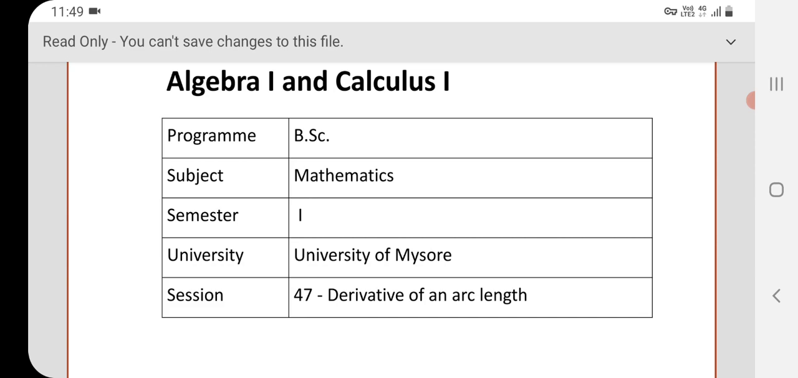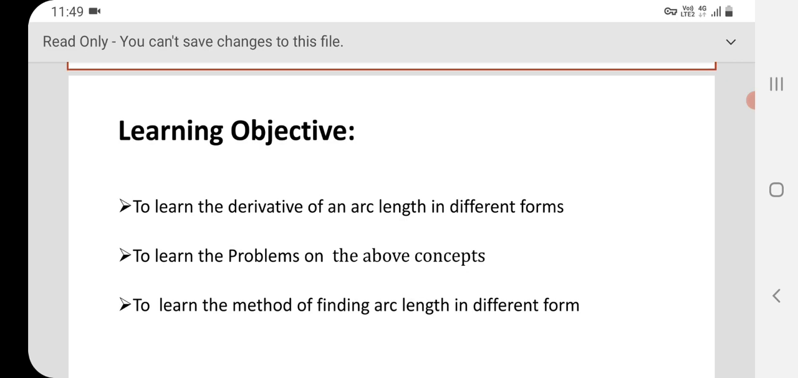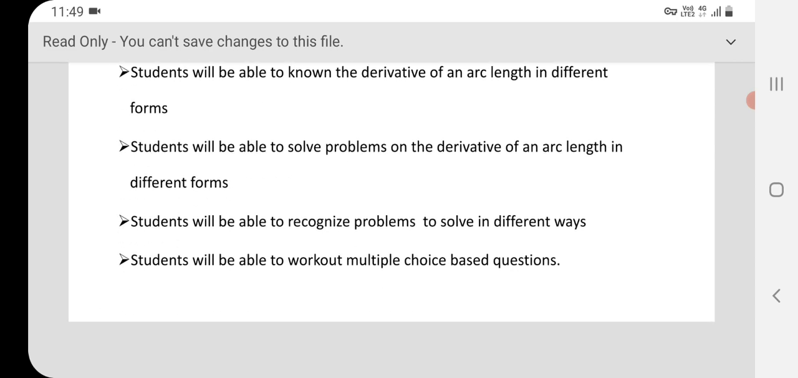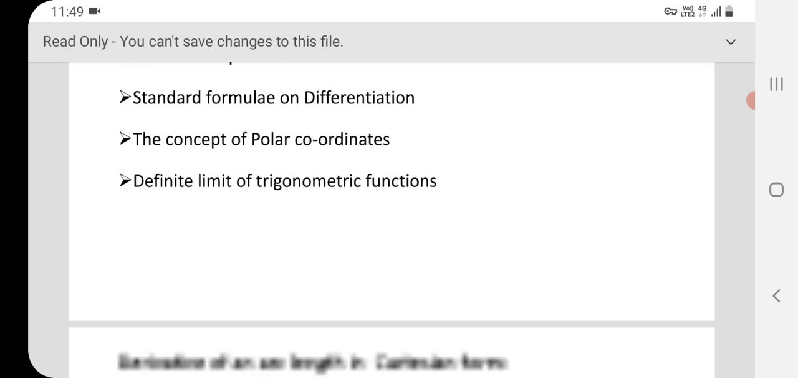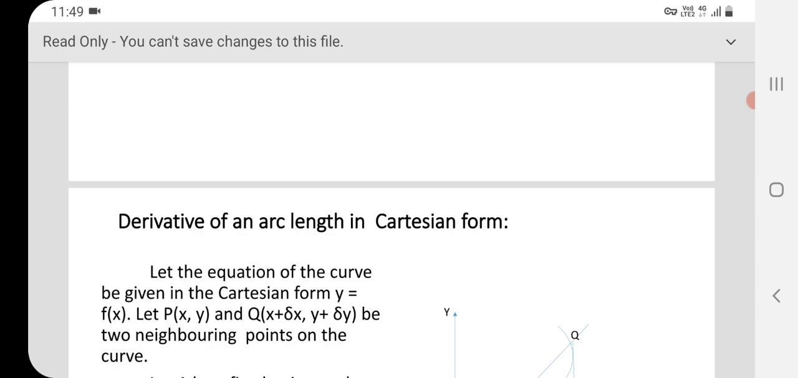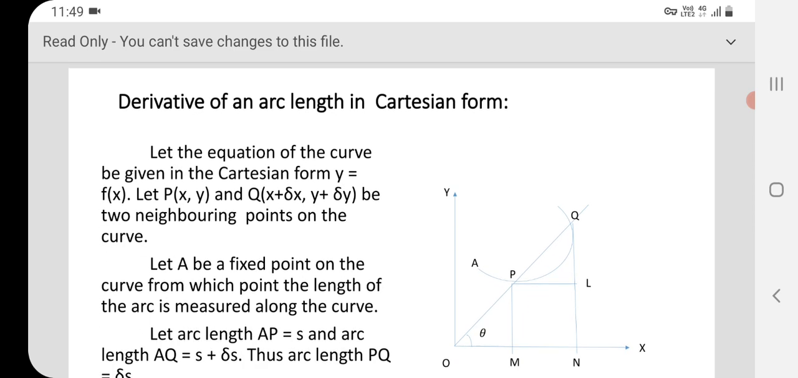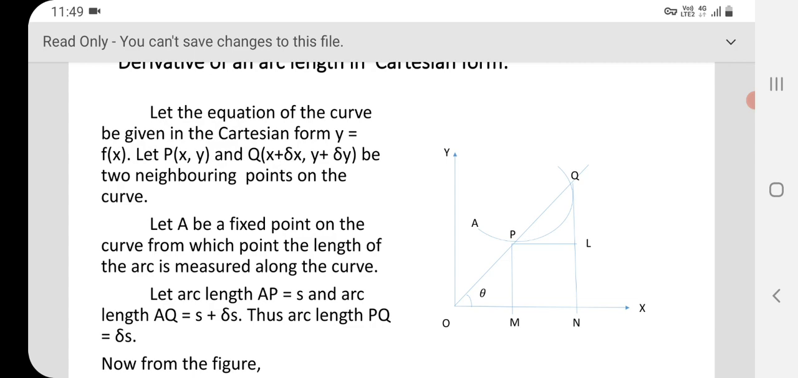My lecture on derivative of an arc length, session 47 in polar coordinates. First, I will derive an expression for arc length in Cartesian form. Now look at this diagram.